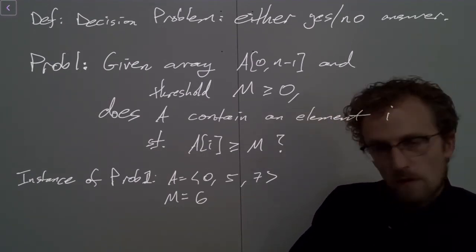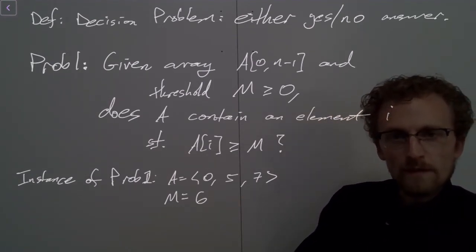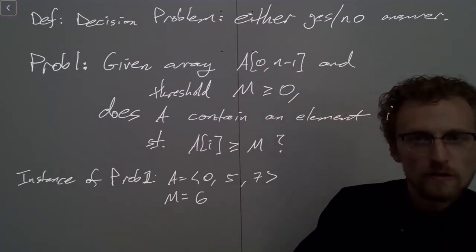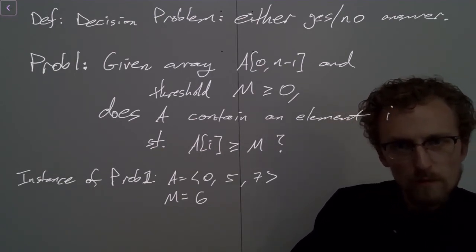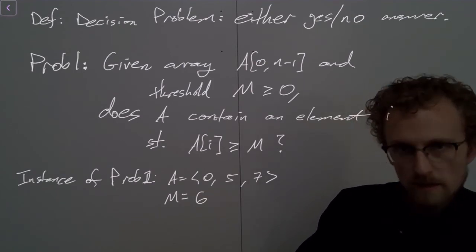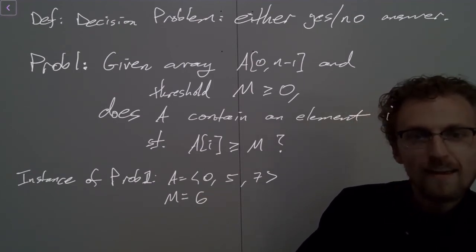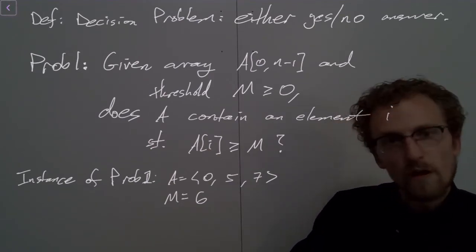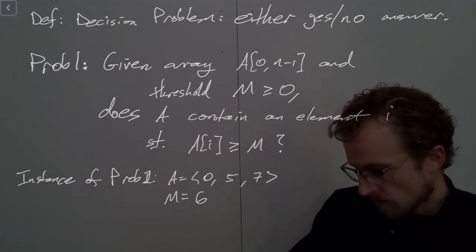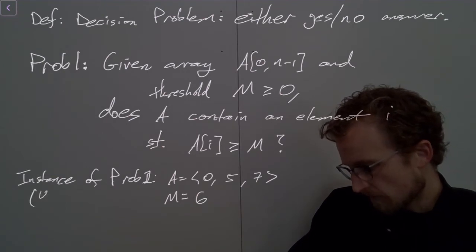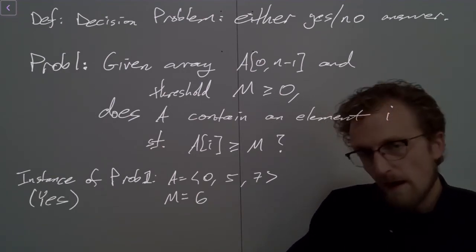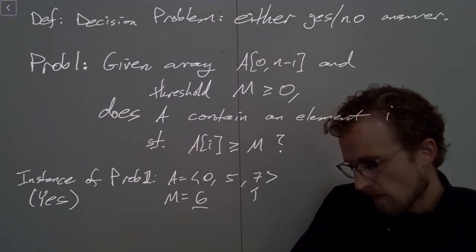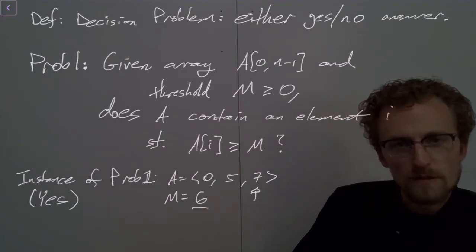Okay, and so we can identify whether or not this is a yes instance or a no instance, right, by looking at what question the problem is asking. So the problem is asking, does the array contain something bigger than or equal to the threshold m? And sure enough, this does, right? So this is a yes instance. The threshold is 6, and sure enough, there's something that's bigger than or equal to 6.